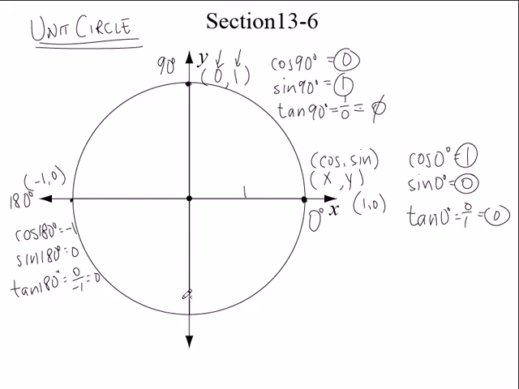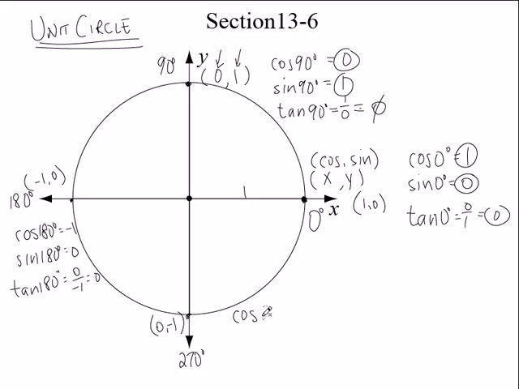I think we have time to do one more. We'll do this one right here, which is 270 degrees. Actually, let's do the ordered pair first. Ordered pair is important. So how do you get from here to here? You go (0, -1).